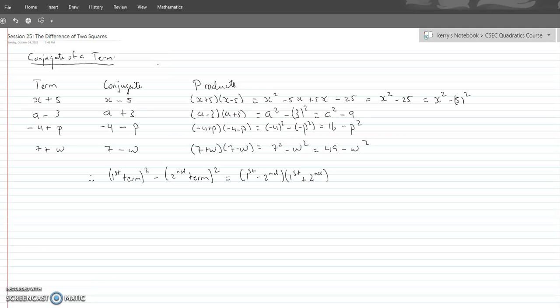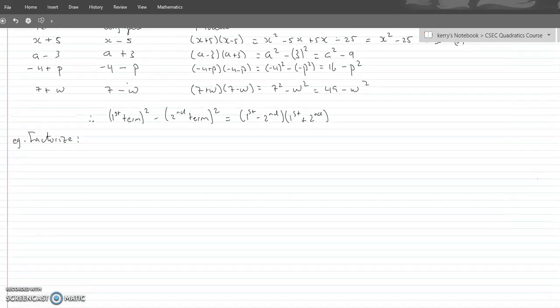Because if we could go this way, we could also go back this way here. So we could go from 49 minus w squared back to this form here. So let's say, for example, I want you to factorize. Now, the expansion is not hard, but let's factorize these terms coming up here. And you'll see that once you have this formula, you are very, very good with that.